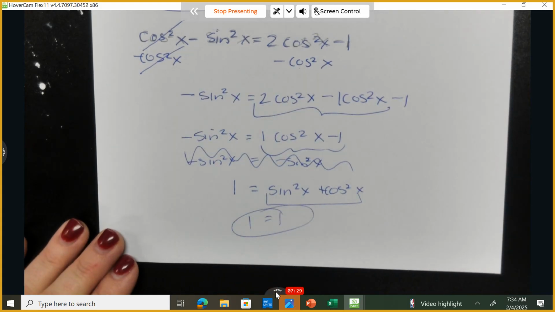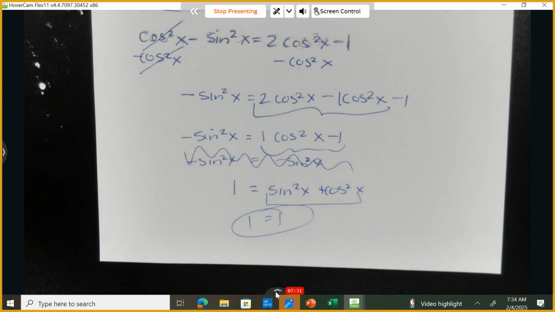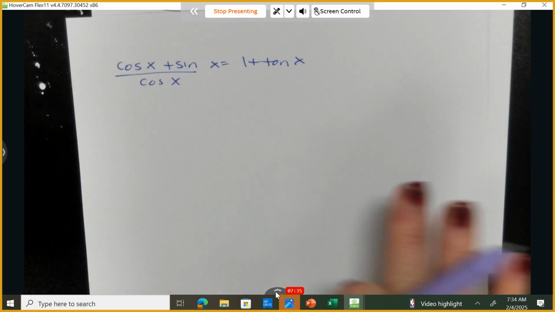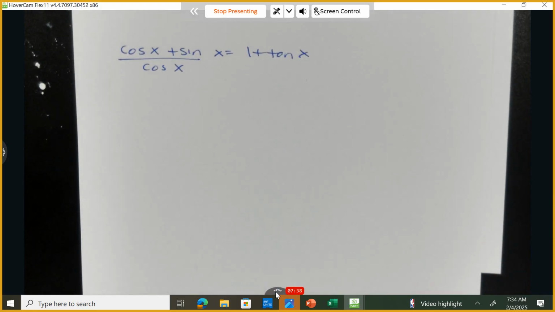As long as we get the left side to equal the right side, we've accomplished the goal. We've verified the left side equals the right side. Please do me a favor and write down this third example.